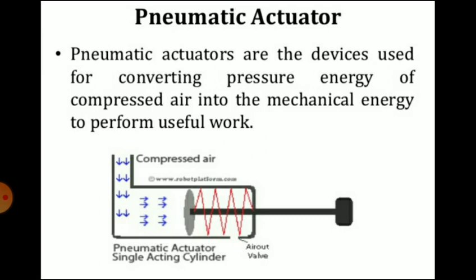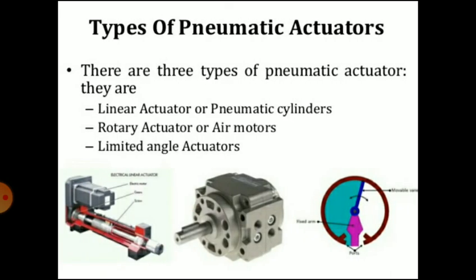Then the pneumatic actuator. Pneumatic actuators are devices used for converting the pressure energy of compressed air into mechanical energy to perform useful work. There are three types of pneumatic actuators: linear actuators or pneumatic cylinders, rotary actuators or air motors, and limited angle actuators. At the bottom, the diagrams of these types of pneumatic actuators are shown.